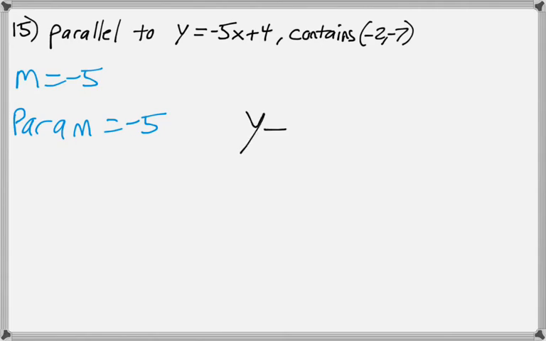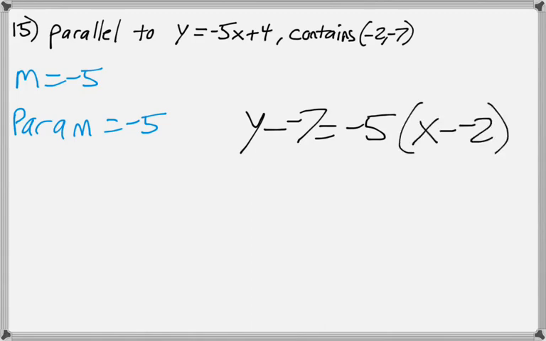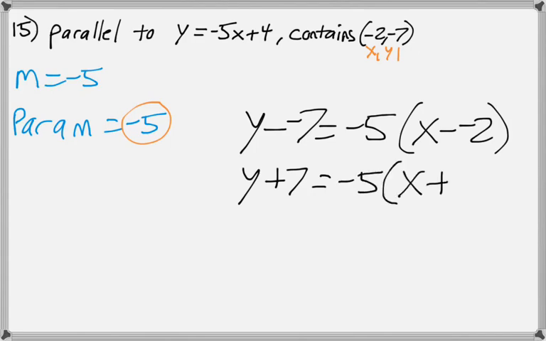So y minus negative 7 is equal to negative 5 times x minus negative 2. So I'm getting my slope from here, and I'm getting my x1, y1 from there. And we can now simplify this to be slope-intercept form. So y plus 7 is equal to, well, let's actually not distribute first. Let's actually worry about that double negative. So it'll be x plus 2.